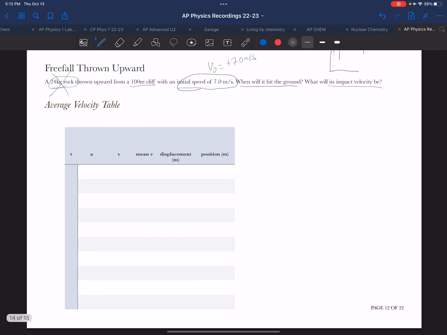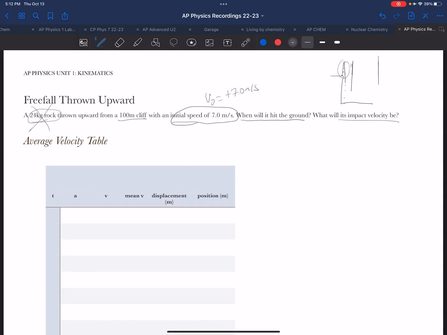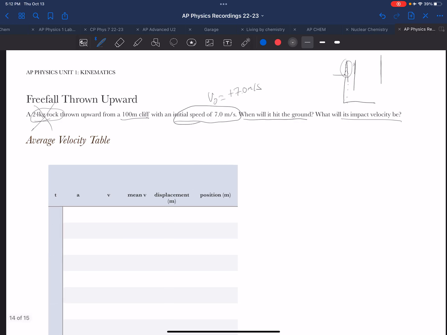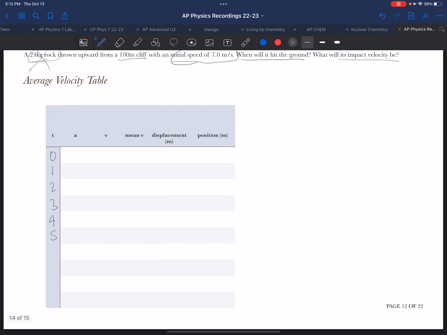All right, so if we think about this, it has to go up, then come down. So we might expect this to take longer than if we just dropped it. Whereas we had times 0, 1, 2, 3, 4, 5, it took nearly 5 seconds when we dropped it. We know it's going to take probably at least 6. Let's see how that does for us. So our acceleration, again, is a constant minus 10.